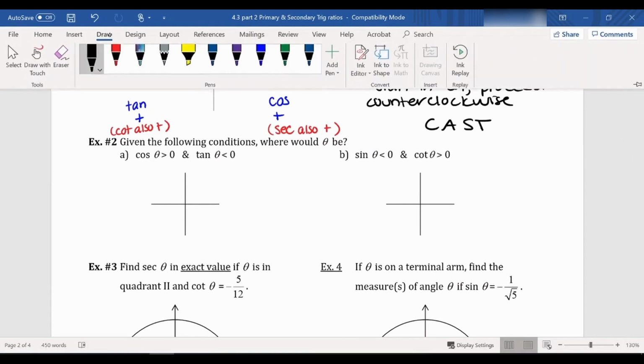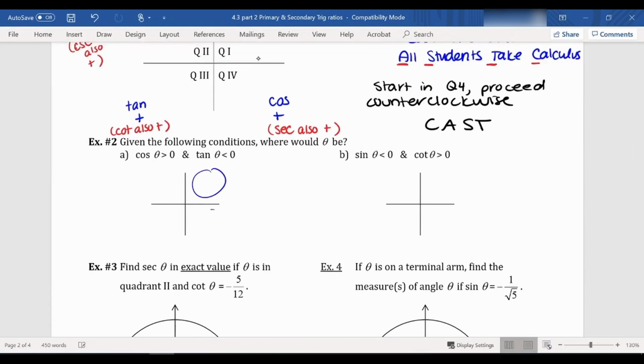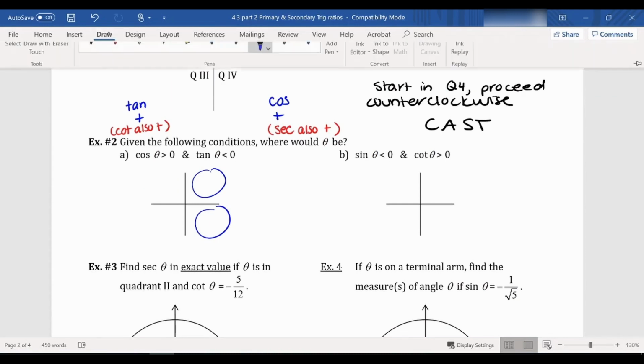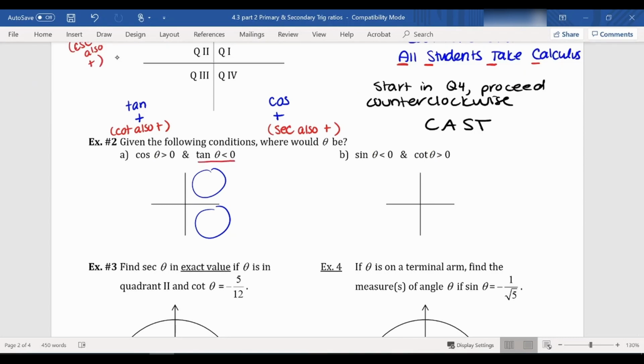So given the following conditions, which quadrant would theta be in? If cosine is positive, we're either quadrant 1 or quadrant 4. But then we also know that tangent is negative here. So it can't be quadrant 1 because tangent is positive in quadrant 1, which means we must be in quadrant 4.